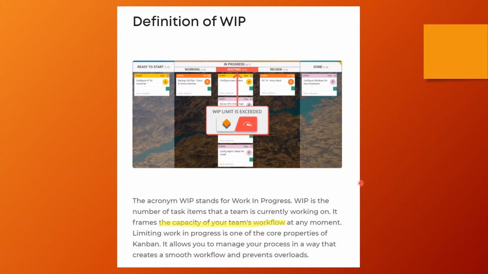At any moment, that is the maximum capacity the team can work on. Let's say my WIP limit is 5, I have 5 team members, and everybody takes up work. So my limit is going to be 5. Limiting work in progress is one of the core properties of Kanban. It allows you to manage your process in a way that creates a smooth workflow and prevents overloads. That's very important. I don't want my team to get overloaded. Limit your WIP, let the team focus on the current work. Only when they complete it do they pull items from the previous column.